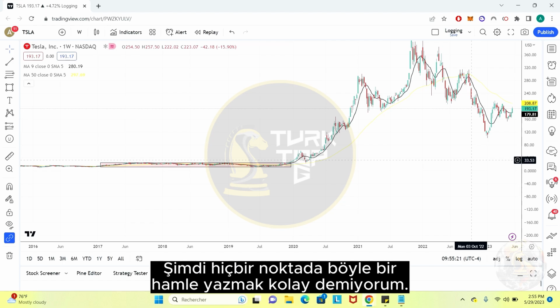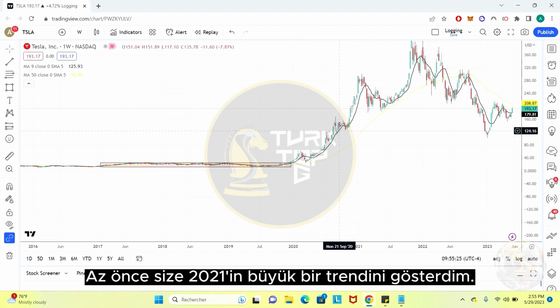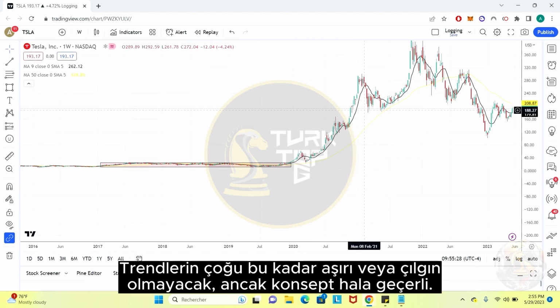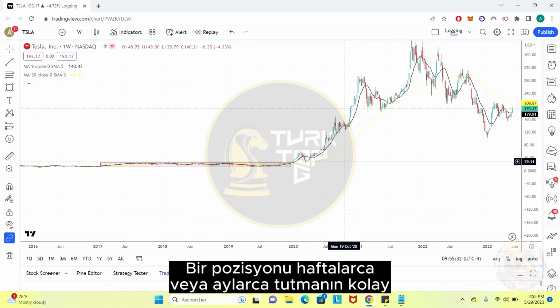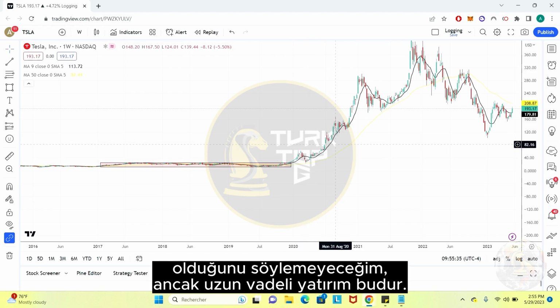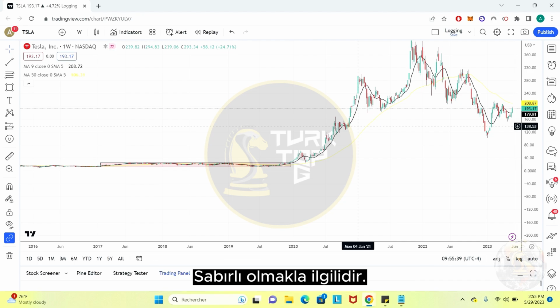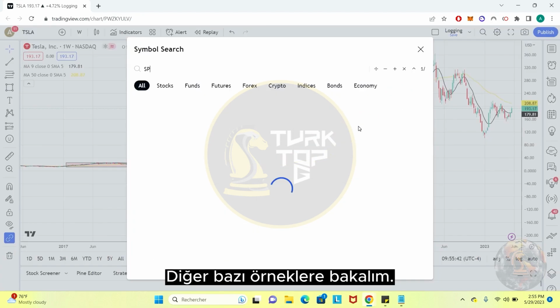Now, at no point am I saying riding a move like this is easy. I just showed you a big trend of 2021. Most of the trends won't be this outrageous or insane, but the concept still applies. I won't say it's easy to hold a position for multiple weeks or months, but that's what long-term investing is about. It's about having patience. All right, let's look at some other examples.